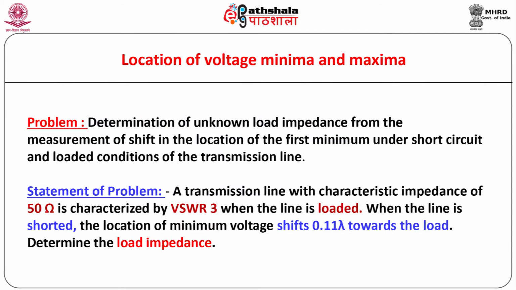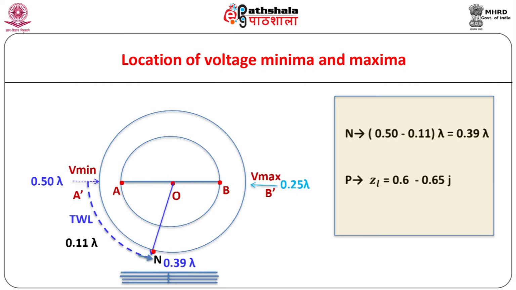Let us see one more problem related to the determination of unknown load impedance from the measurement of shift in the location of the first minimum under short circuit and loaded conditions of the transmission line. The problem reads as shown. For solving the problem, we should note that the point A on the horizontal radius OA of the Smith chart corresponds to the short circuited normalized load impedance of the transmission line.